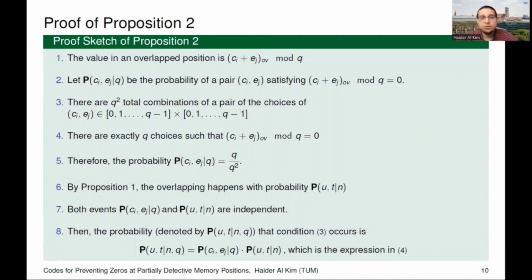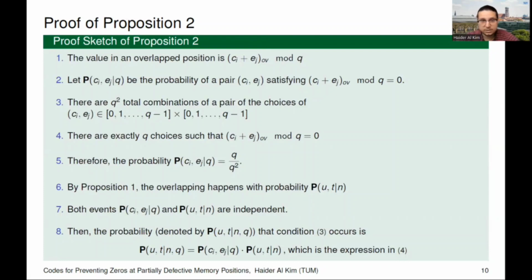So there are Q squared total combinations of a pair of choices of c_i and e_j, with c_i from 0 up to Q minus 1, and e_j also from 0 to Q minus 1. So choose any of them. There are exactly Q choices such that c_i plus e_j mod Q equals 0. So the probability of c_i, e_j given Q is Q over Q squared.